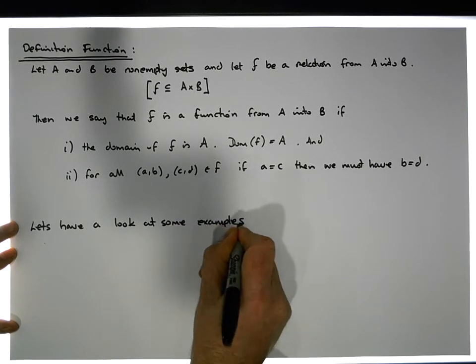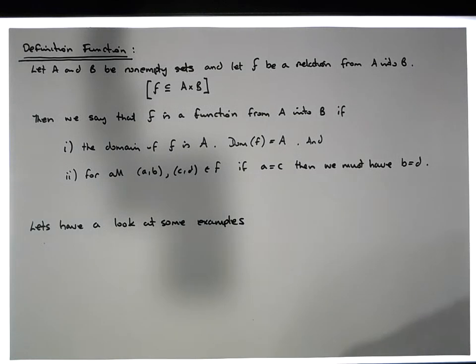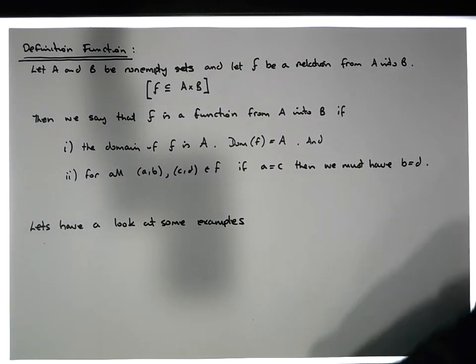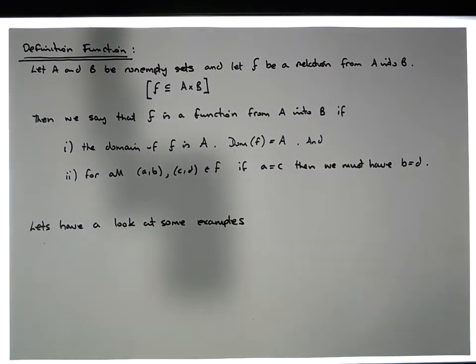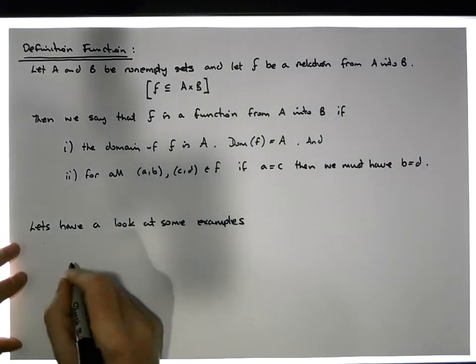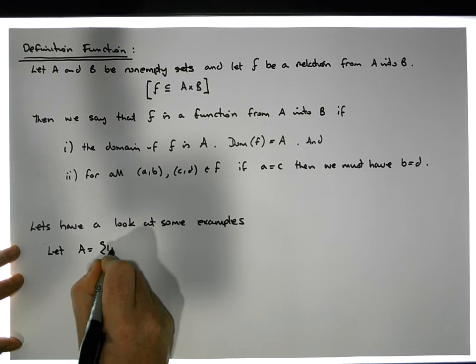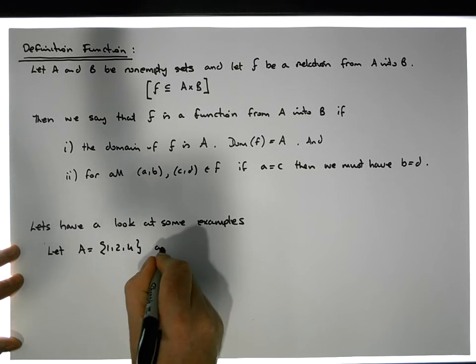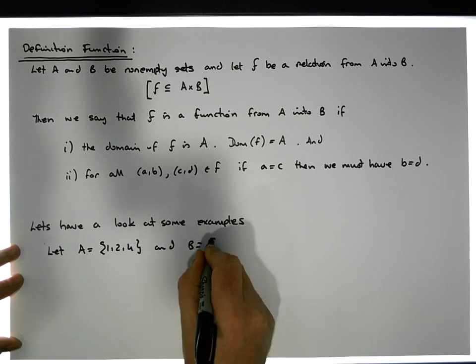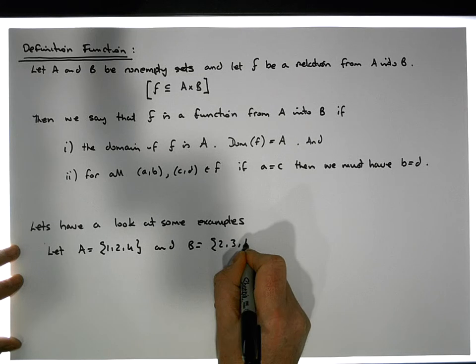Okay, some examples. What we're going to do is choose some examples and see how we get on with them. We'll still use the set that we had earlier on. So let A equal the set 1, 2, 4, and B equal the set 2, 3, 4, and 7.